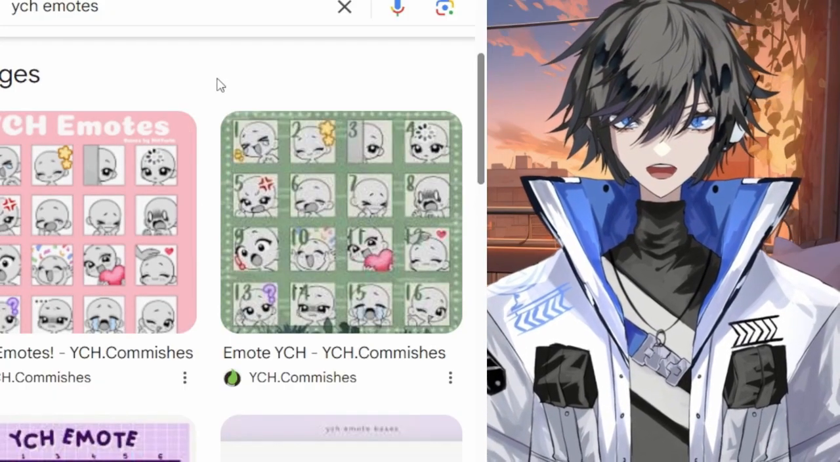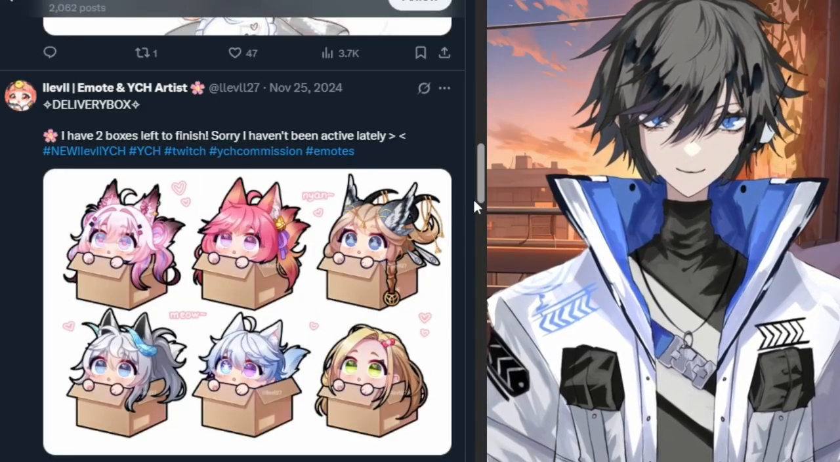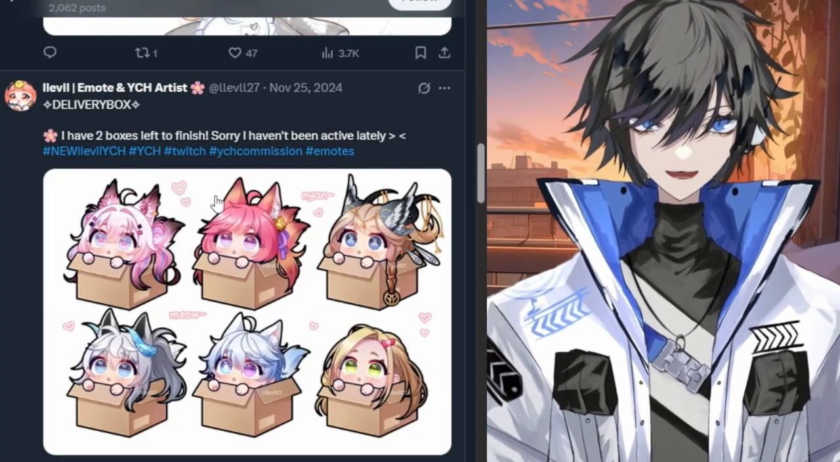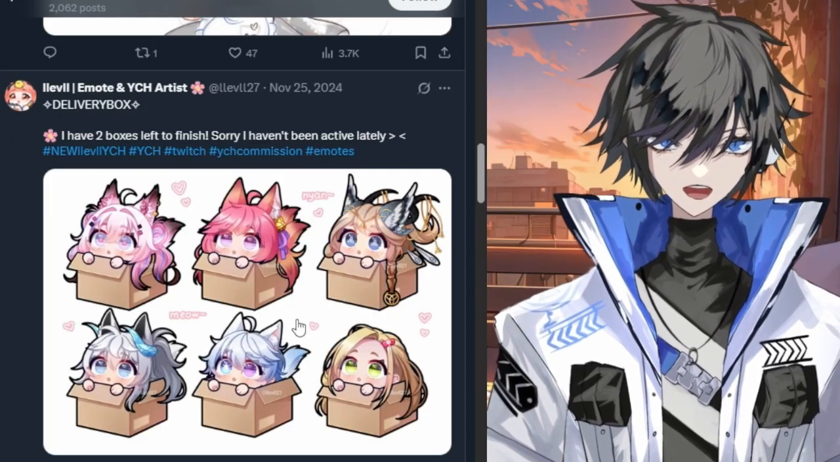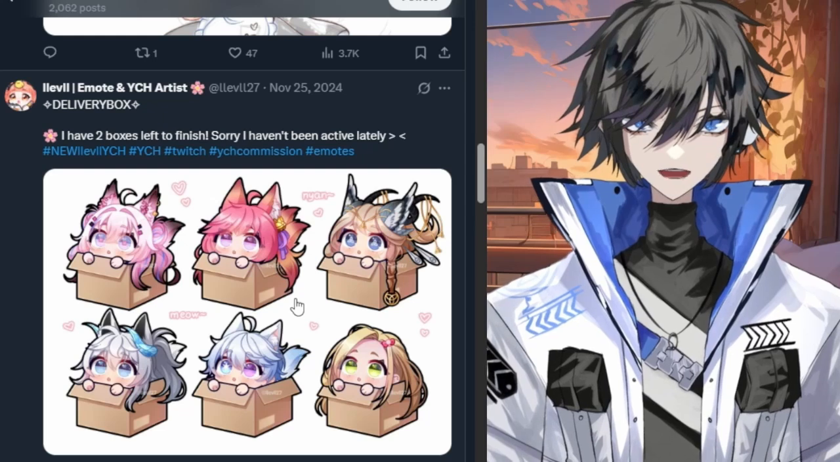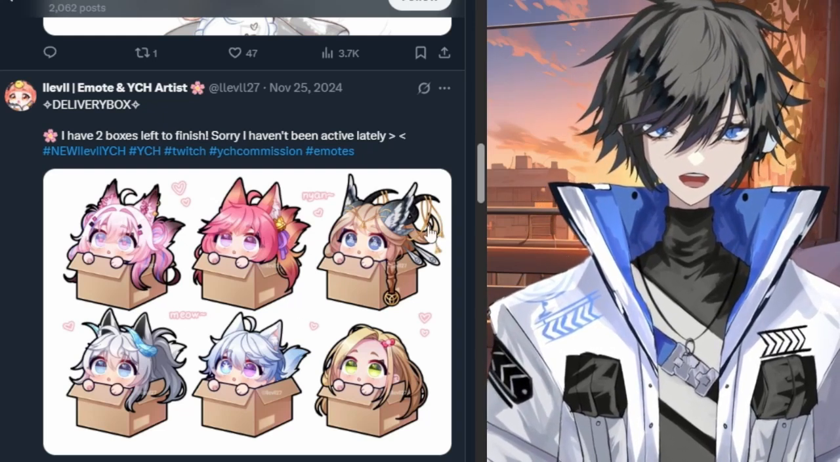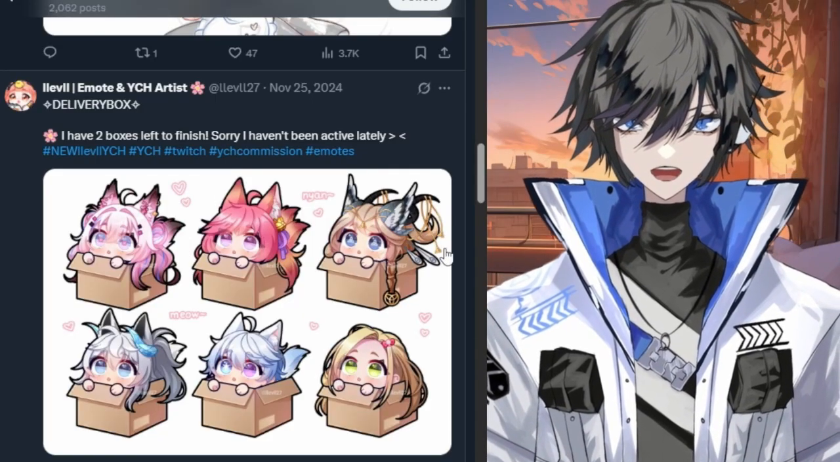YCH is very commonly used for emotes, especially on Twitch. This is an example of a YCH emote. You can see the poses are all the same, the faces are all the same, but what's different is that the artist has personalized how the YCH looks based on the VTuber in question. There's pink hair here, there's yellow hair here with some fantastical elements, probably reflecting the VTuber that the artist is trying to draw.